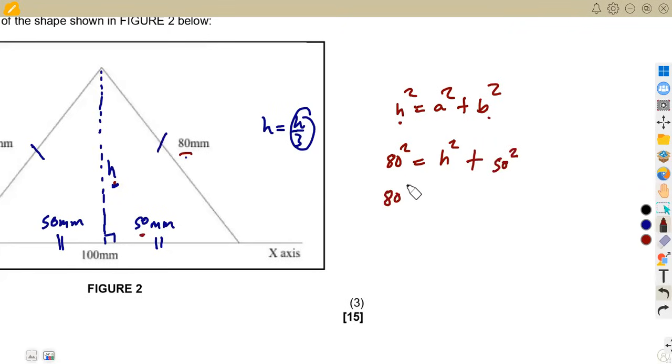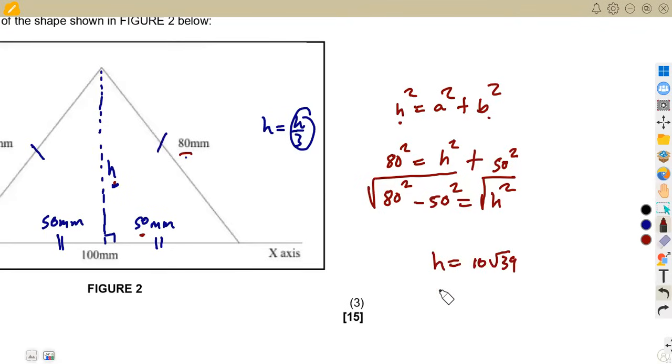So transpose 50 squared to the other side, it becomes a negative. So that's 80 squared minus 50 squared is equal to h squared. So to find h, you're going to have the square root. So h will be the square root of this, which is going to give us 10 square root of 39, or 62.4499, in millimeters, all right?